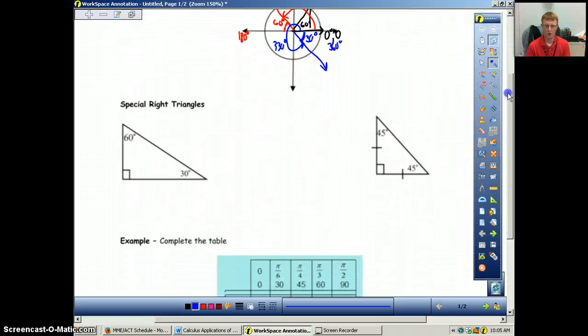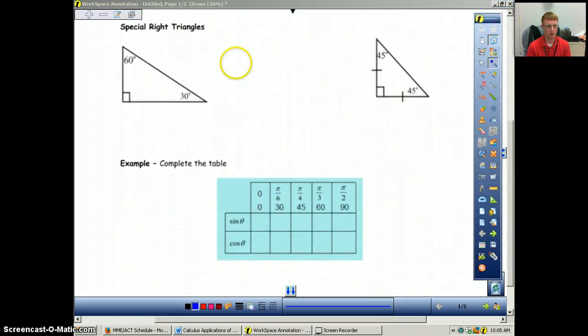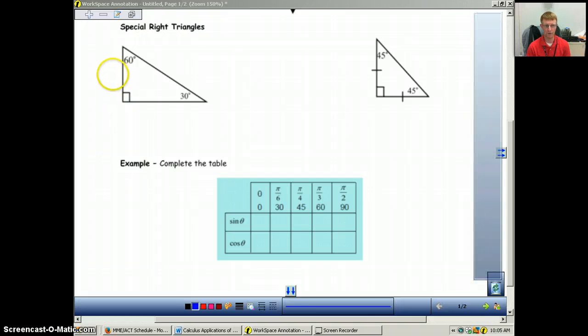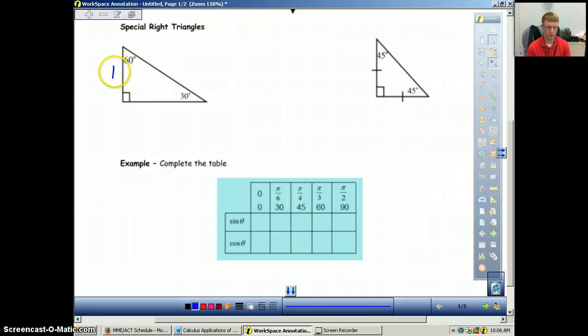And I want to make sure we recap what these are because this is important. If you have a 30, 60, 90 triangle, opposite of your 30-degree angle will just be 1. The smallest angle will give you the smallest side. The opposite of your 60-degree angle will always be the square root of 3. And opposite of your right angle, or the hypotenuse, will always be 2. A 30, 60, 90 triangle will always look like this.